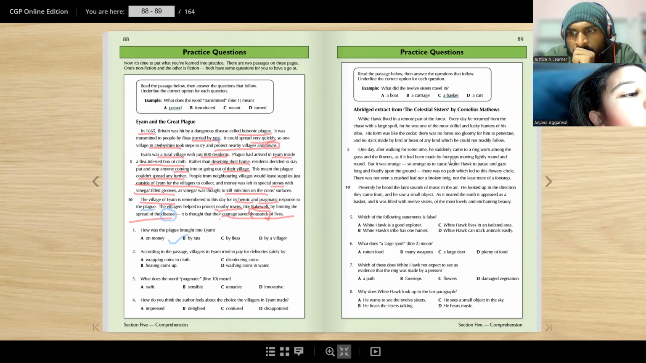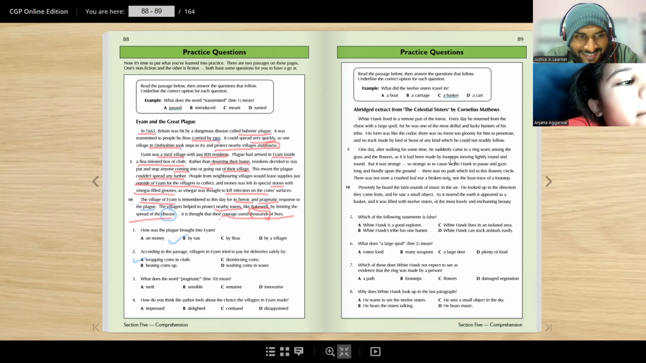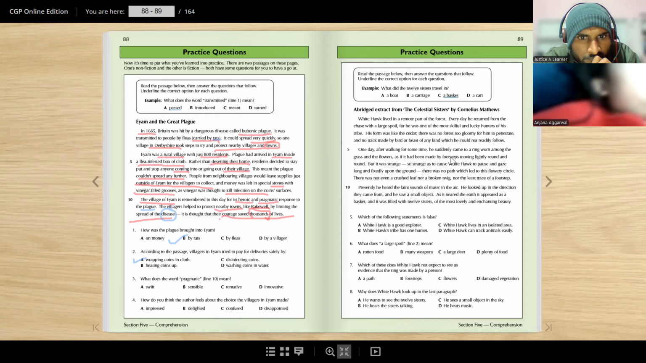Second one? Okay, wait. So you changed your answer. What changed your answer? The first one you picked B, right? Can you explain why you picked B? Because it says carried by rats.